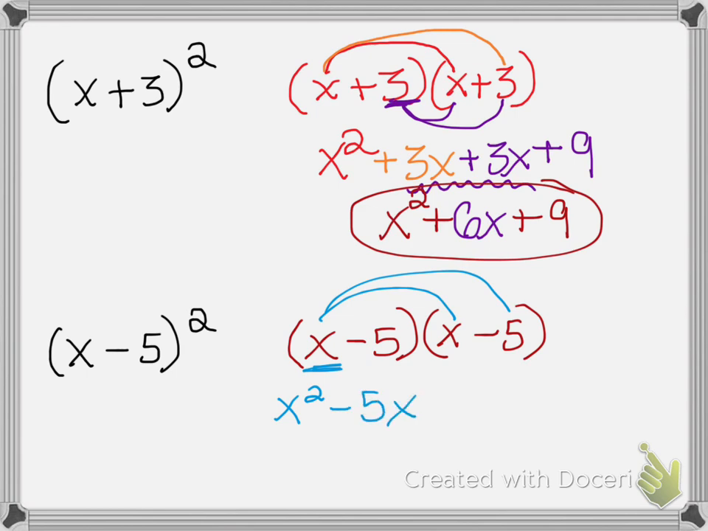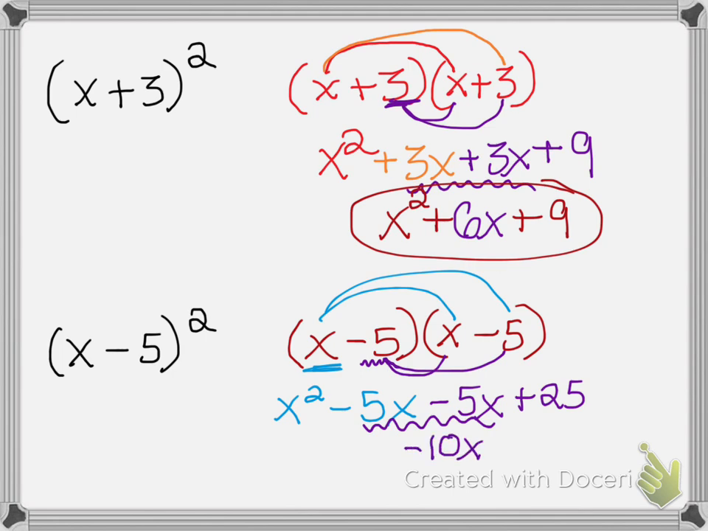Now I'm going to multiply the second term, which is the negative 5, times everything in the second parentheses. So it'll be negative 5 times x, which is negative 5x. Negative 5 times negative 5 is positive 25. And then I will combine my like terms, which will always be the 2 terms in the middle. Negative 5x minus 5x gives me negative 10x. And then I'll just bring down my x squared in front and my plus 25 at the end.